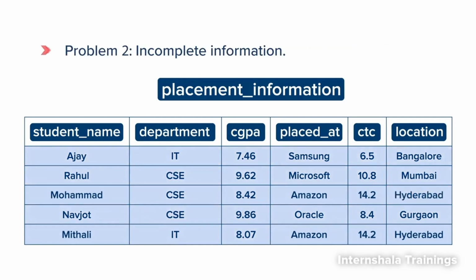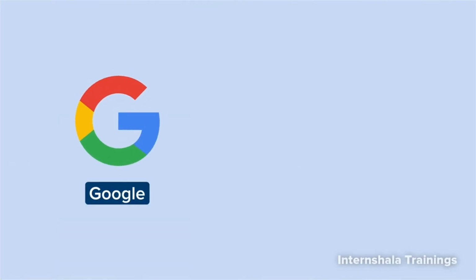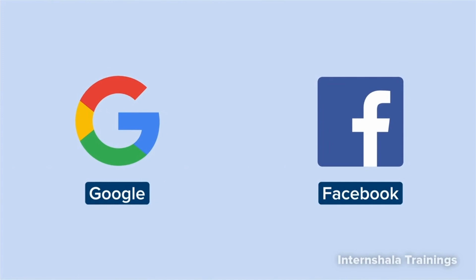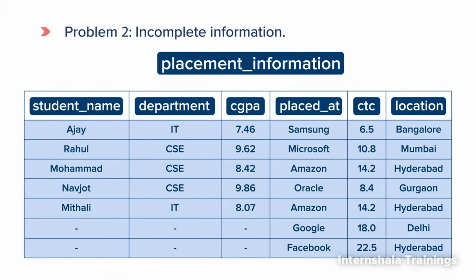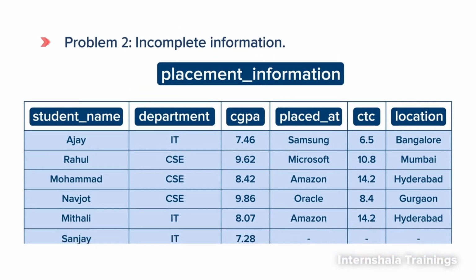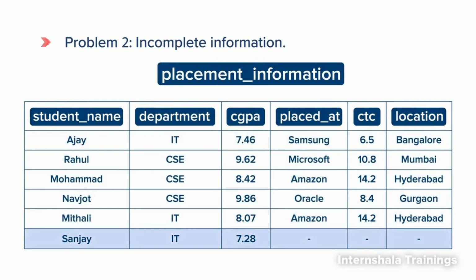The next problem is incomplete information. Let's say some other companies like Google and Facebook also visited the campus but could not hire any student. Do you think we can store this information in the table? We can, but that is not an elegant way to store this information. Also, there might be some students who appeared for the placement interviews but due to any reason were not placed. Again, this information we can store in the table but not an elegant way to store.